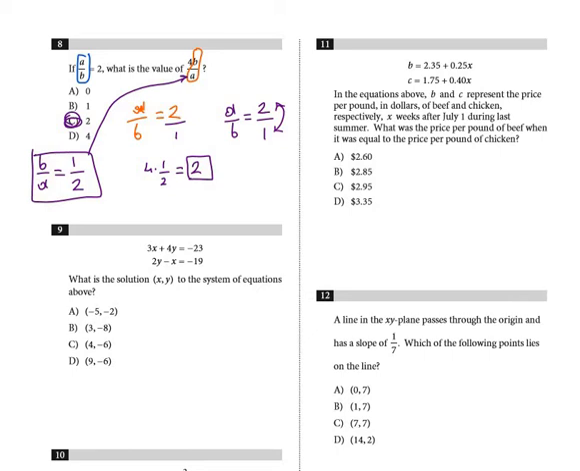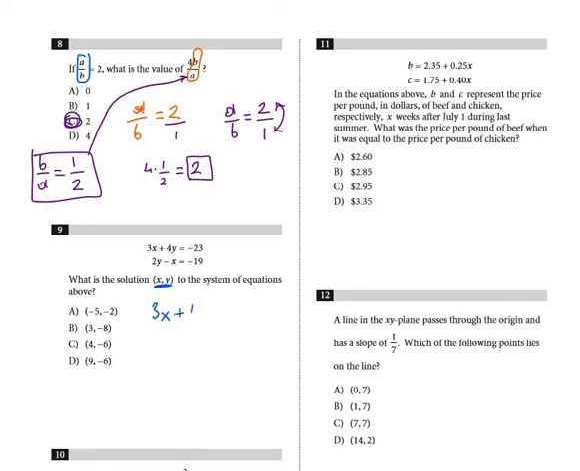Let's go to question number 9. We were given two linear equations and asked to solve the system of equations above. What's the solution of x and y? So we have three methods here: graphing, elimination, and substitution. Elimination is the fastest method. You can also plug in the values, but it's going to be a little bit longer than solving. Let's go directly to the elimination method.